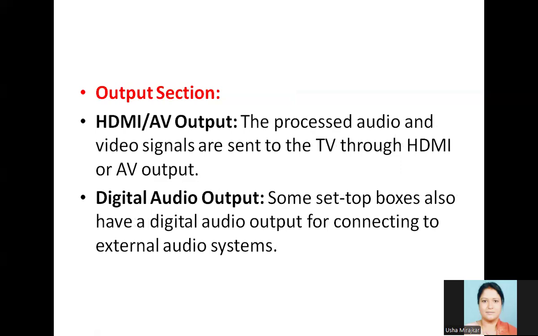In the output section, we have the HDMI or AV output here, audio video output. The processed audio and video signals are sent to the TV through HDMI or AV output. The digital audio output: some set-top boxes also have a digital audio output for connecting to external audio systems.